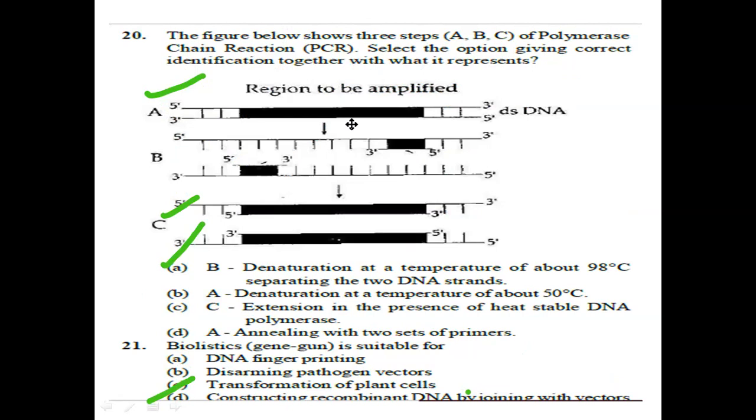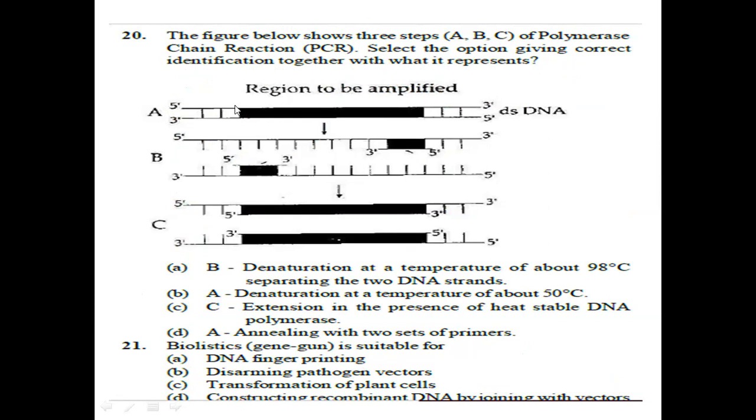The figure shows the three steps A, B, C of polymerase chain reaction. Select the option giving the correct identification together with what it represents.